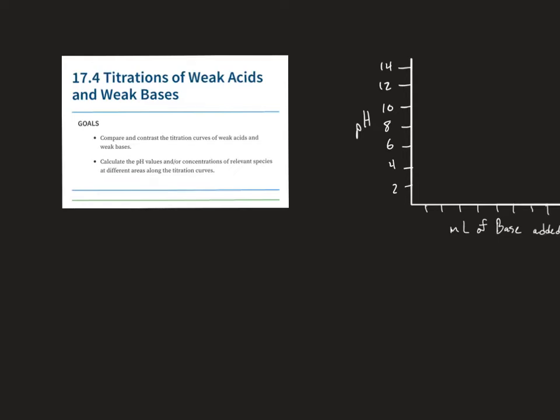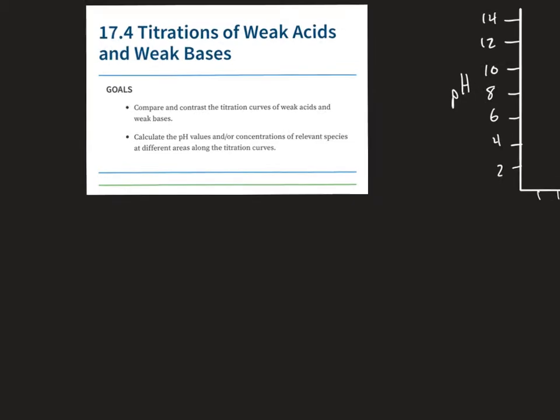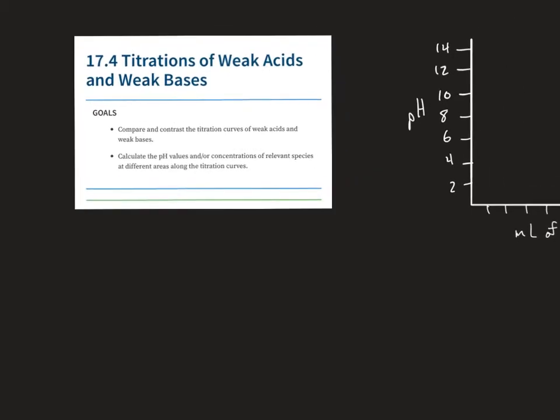Welcome to section 17.4, and we're going to be talking about titrations of weak acids and weak bases. So let's go back to 17.3 for a second and remember what we were talking about before. We were taking something like KOH, a strong base, plus HCl, a strong acid, and we see this typical neutralization reaction where we get water and then the salt, in this case K plus Cl minus.